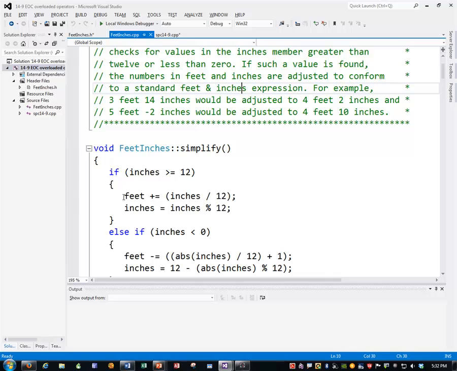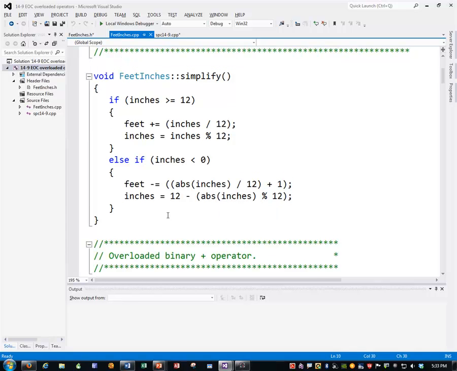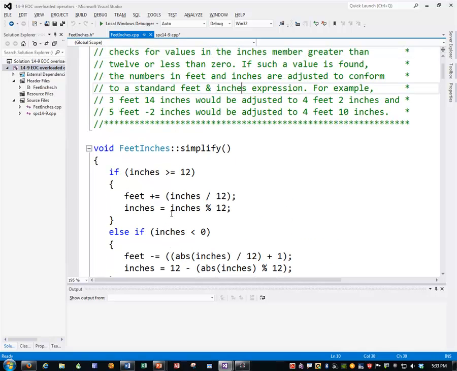The way they did it here on the computer was, if inches is greater than or equal to 12, then add to feet, inches divided by 12. So 18 inches divided by 12 would be 1 foot 6 inches. So you'd add 1 to feet. And then for inches, you take the inches modulus 12, which is the remainder. So the 6 inches that is the remainder would become the inches. So that one's good.